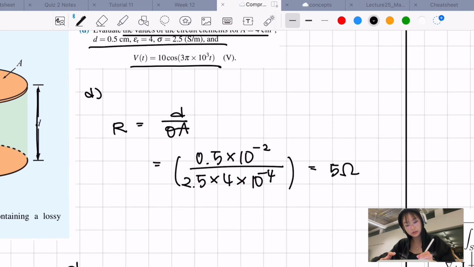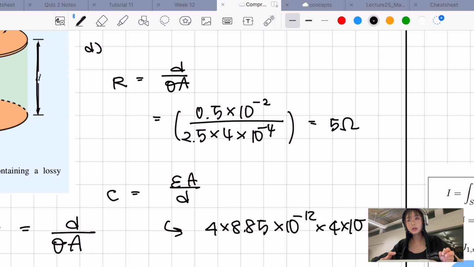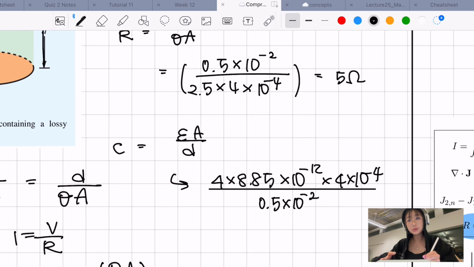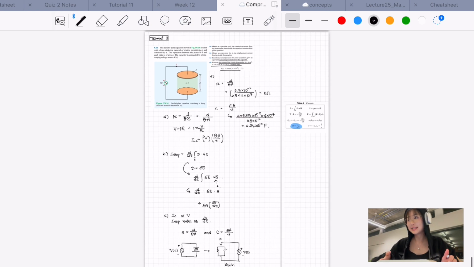And C is equal to epsilon A over d. Plugging in values, it is 4 times 8.85 times 10 to the minus 12 times 4 times 10 to the negative 4, all over the distance, which is 0.5 times 10 to the minus 2, and this equates to 2.84 times 10 to the minus 12 farads. And yeah, that was 6.16, a parallel plate capacitor with a lossy dielectric material in the middle.